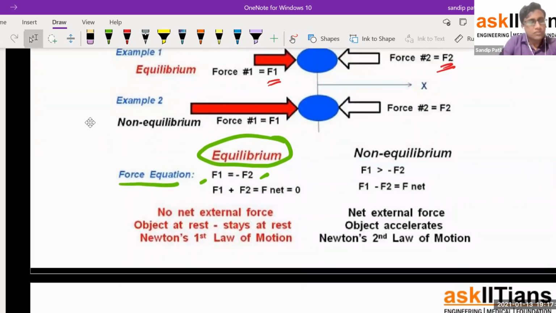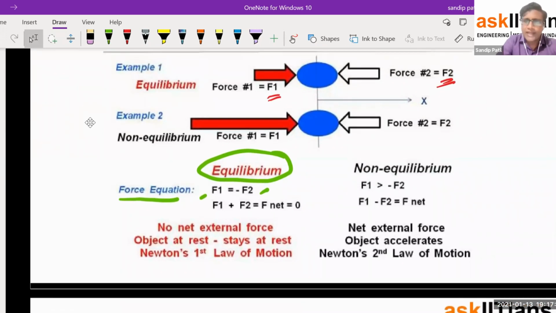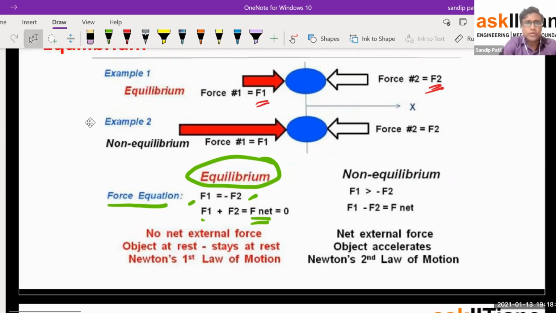The negative sign is there. Why the negative sign? Can anybody guess? That's right. The negative sign appears because of the direction. The direction is opposite, so it will have a negative sign. Or if you take the minus F2 from the right-hand side to the left-hand side, what will happen? F1 plus F2, or we can say F net, becomes 0, right? So if the addition of all the forces acting on the object is 0, or there is no net external force, or the object at rest stays at rest, it is called equilibrium.